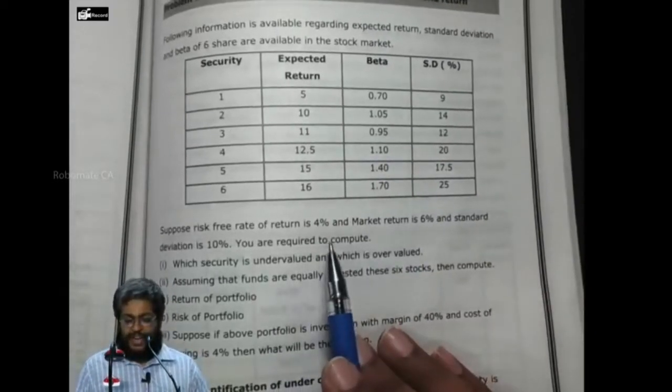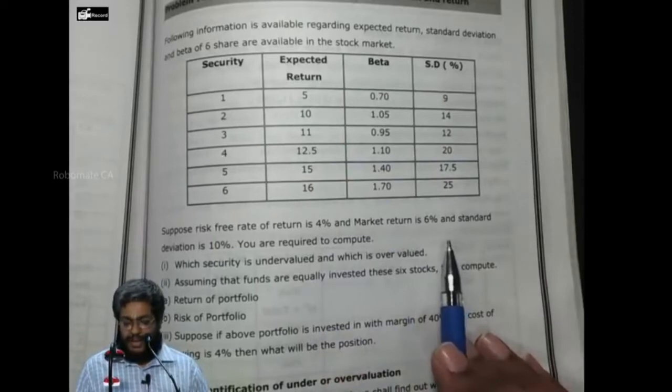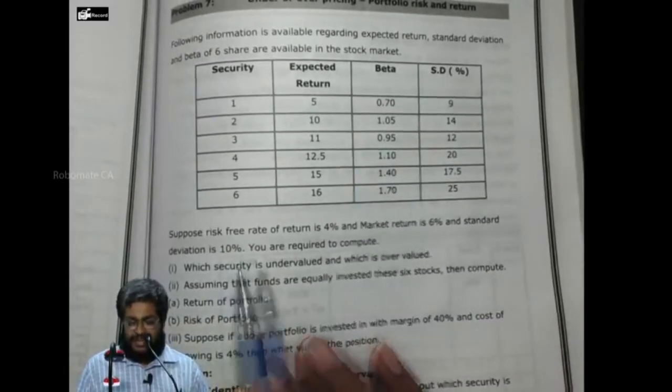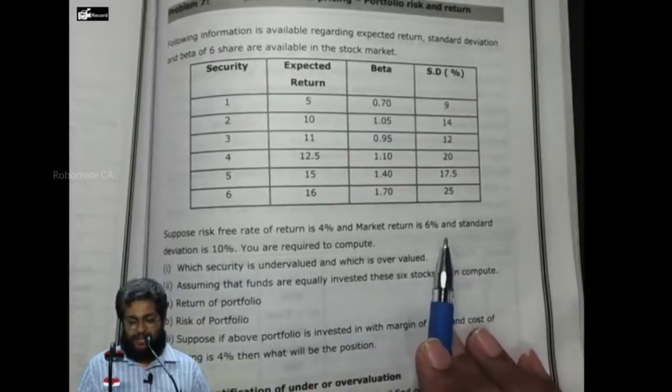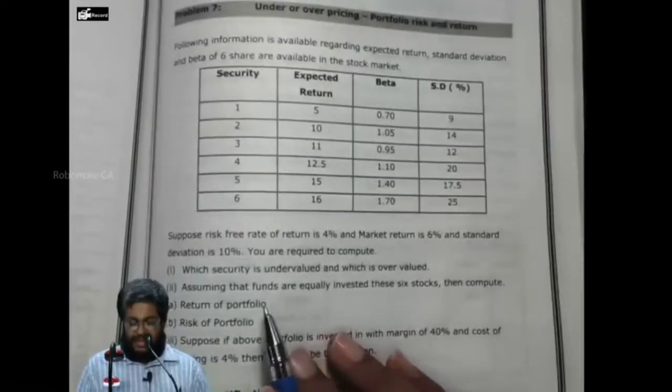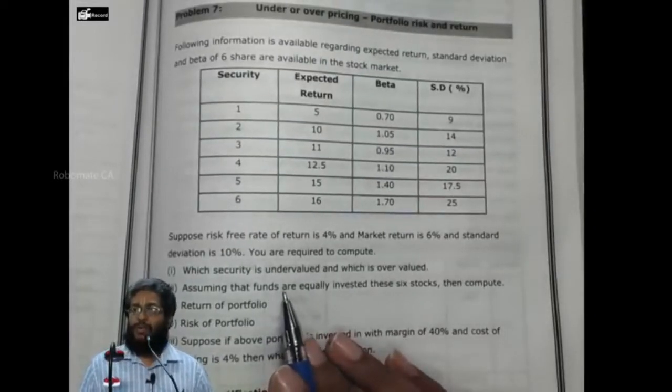They said the risk-free rate is 4%, the market return is 6%, and the standard deviation for the market is 10%, that is, sigma m is 10%. You are required to compute. They ask you so many things. Which security is undervalued or overvalued?